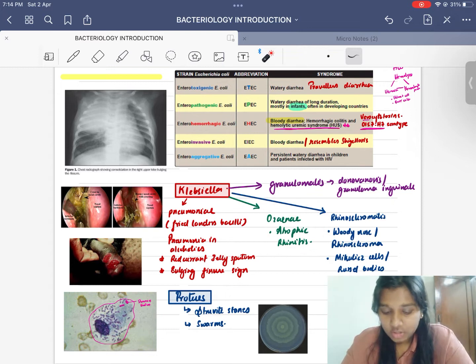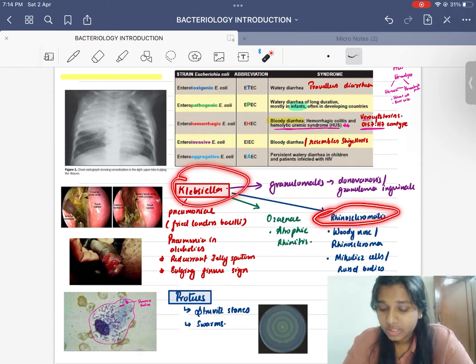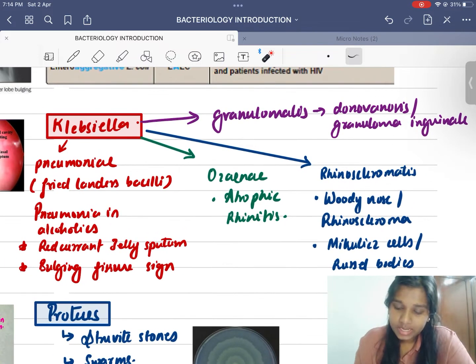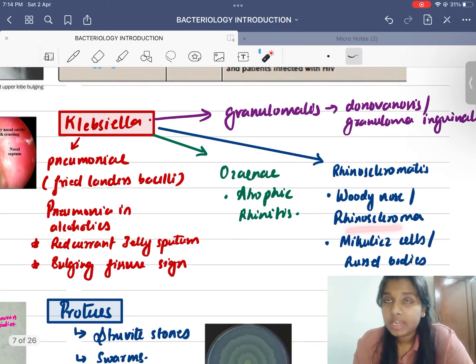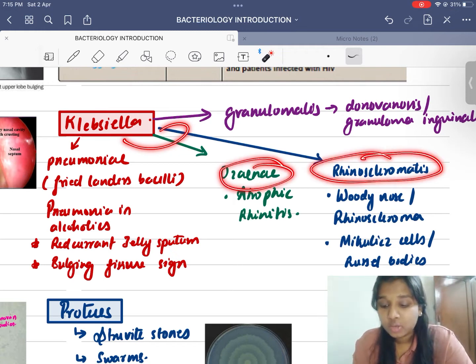The next thing which also you study in ENT is Klebsiella rhinoscleromatis. Now Klebsiella rhinoscleromatis causes what? Rhinoscleroma. Now what is rhinoscleroma? Rhinoscleroma is woody nose or tapir nose. And in that you see cells which are called Mikulicz cells and Russell bodies, which we learned. This is done in ENT. It's just a revision thing which you're doing now. Klebsiella granulomatis was done in derma, right? We learned about donovanosis. Klebsiella ozaenae and rhinoscleromatis both are conditions involving the nose, right?